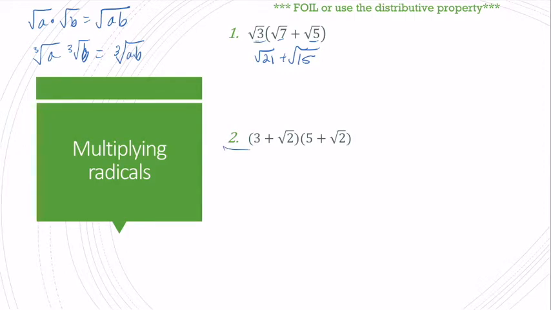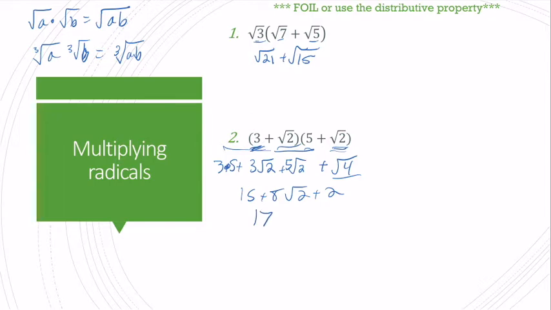For 2, we're going to FOIL. Remember, FOIL stands for first, outer, inner, last, right? So I go first, which is 3 times 5, plus outer, which is 3 times square root of 2, plus inner, which is the square root of 2 times 5, so we're going to have 5 square root of 2, plus last, which is the square root of 2 times square root of 2, which is the square root of 4. That gives me 15 plus 8 square root of 2 plus the square root of 4, which is 2. So I have 17 plus 8 square root of 2.